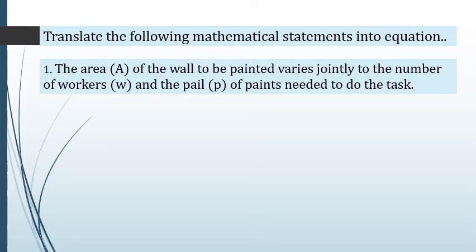So, unahin natin yung mga key words or key letters. So, dito we have area. Area, gagamitan natin ng A. We have here, varies jointly to the number of workers. Kung saan naman ang gagamitin natin ay W. And for the pail, gagamitin natin ay P. So, varies jointly. Ibig sabihin, magkakasama lang yan.